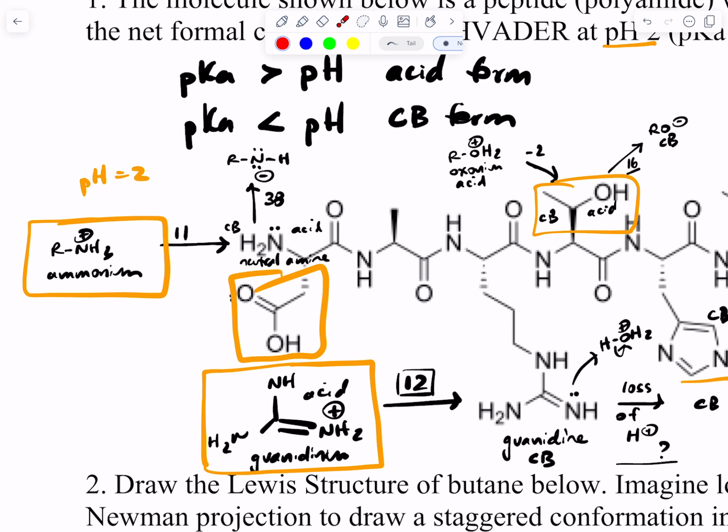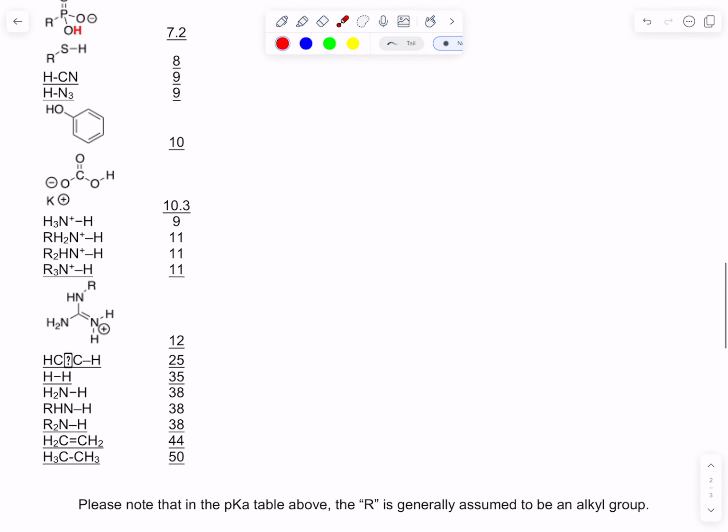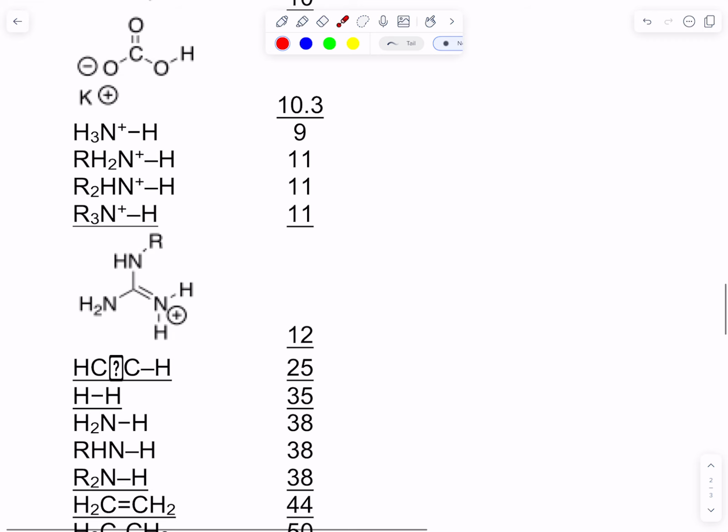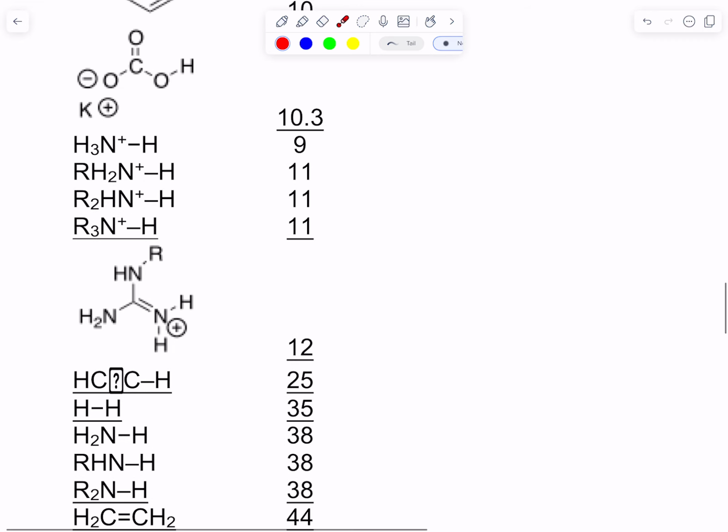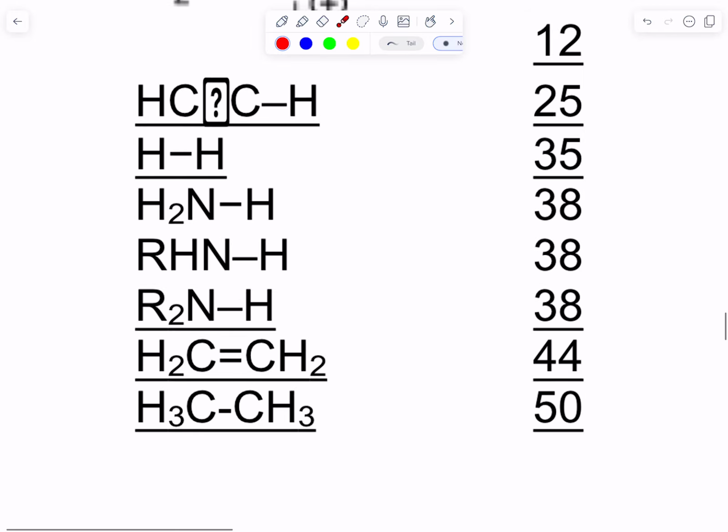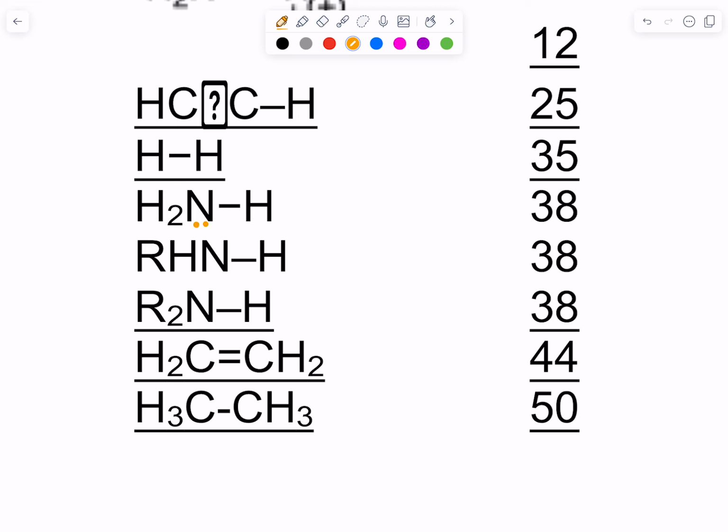Yeah? Just understanding the table in the back. Yeah, so the R groups here, in the table on the back, are something that are carbon, but they're not lone pairs. Okay, so these numbers here that are 38 are all for the neutral amines.